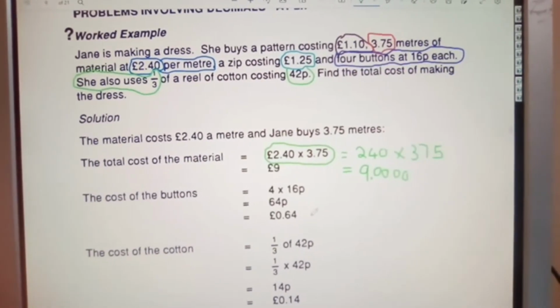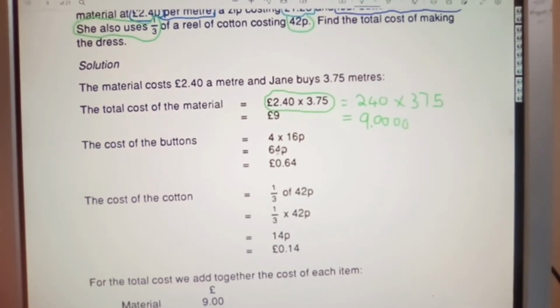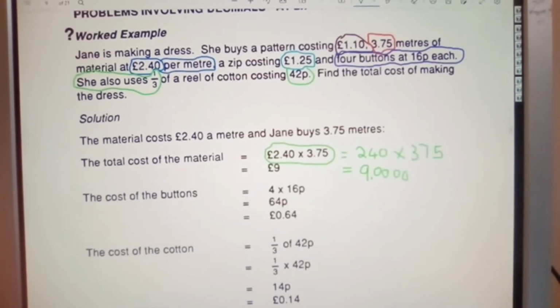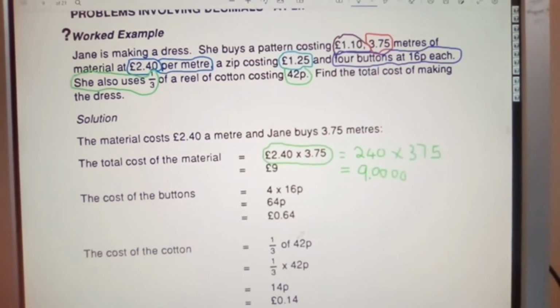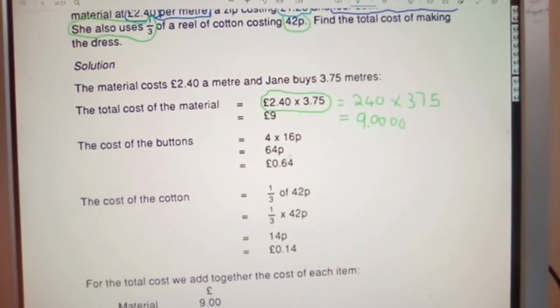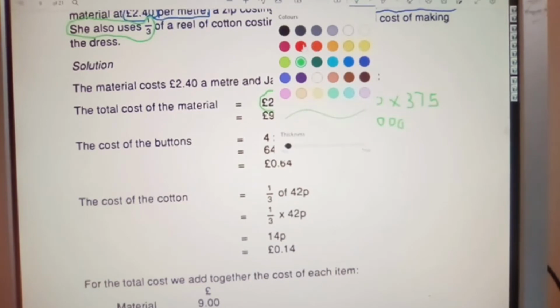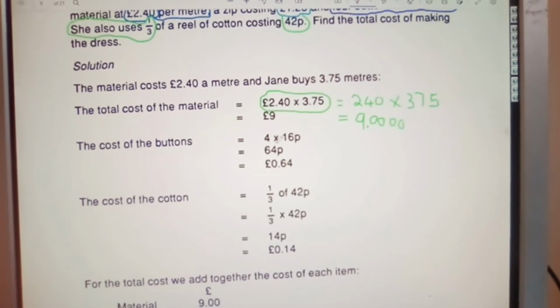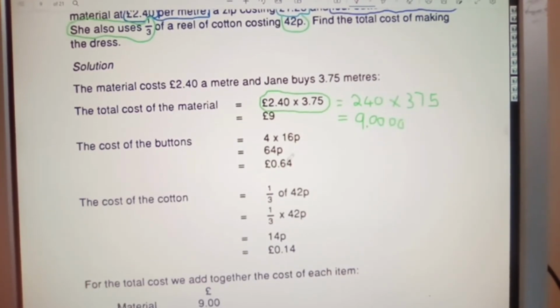Okay, let's go. Now the cost of the buttons, you remember we looked at the cost of buttons, and there were 4 buttons here. Okay, 4 buttons at 16 pence each. So we multiply that, and that gives us our answer here. Okay, let me change the colors a bit now. This is the bit we're looking at. 4 times 16 equals 64, and that gives us 64 pence.